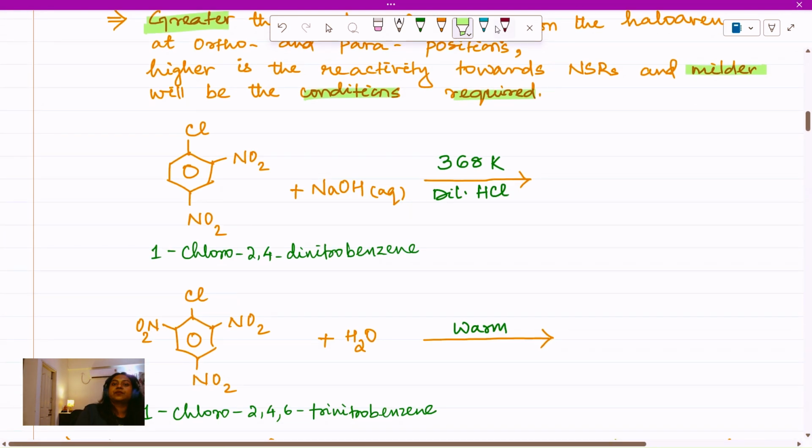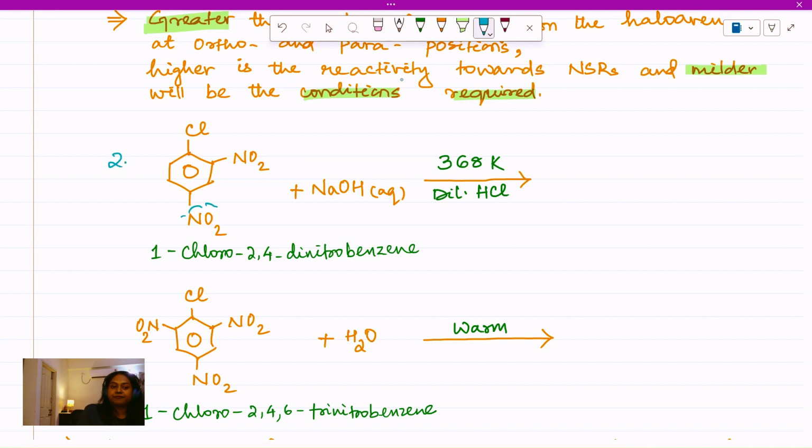For example, let's have a look at the second reaction, where the second reactant now has two electron withdrawing groups. Gaurav, can you tell me what are the positions where these two electron withdrawing groups are? Ortho and para. Yes, this position is the ortho position and the bottom position is the para position.